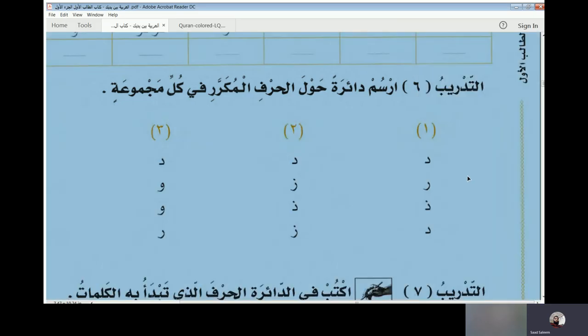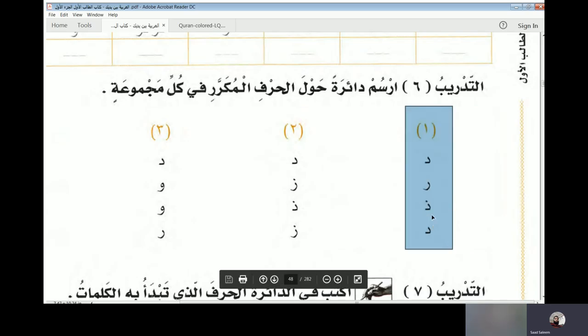Here, arsam ad-da'ira hawla al-harf al-mukarrar fi kulli majmu'a. He's asking you to circle the alphabet which is repeated. So tell me which alphabet is repeated in this column. Dal, ra, dal, ta. So which is repeated? Dal. Okay, so you will circle the dal.